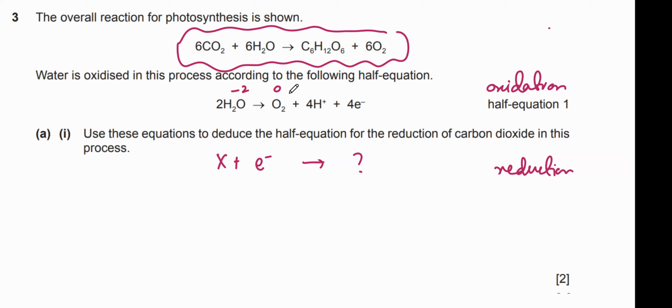And there are two oxygens over here, the two oxygens over here as well. So that's a total of 4 electrons. Is this clear? Yes, sir. So that's your oxidation part. Now coming to the reduction part.